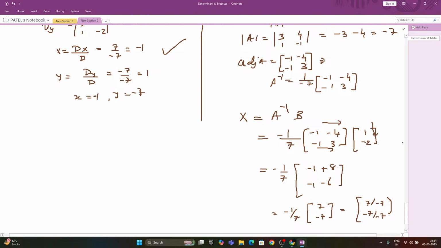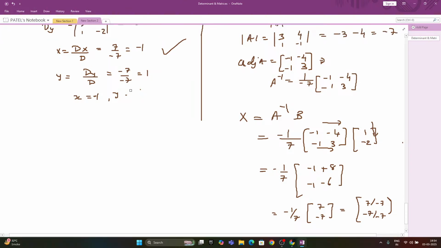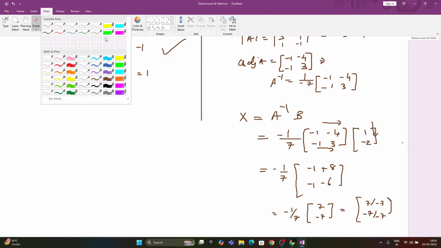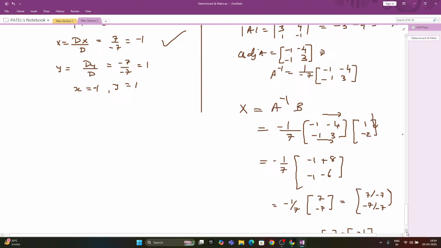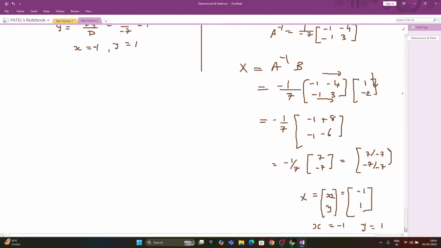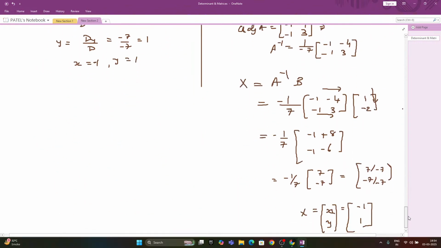Here we got -1 and here we got +1. Both are the same. Okay. So this way you can find the solution of the equations by Cramer's rule as well as the matrix method.